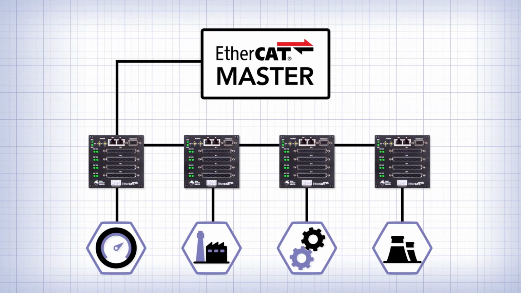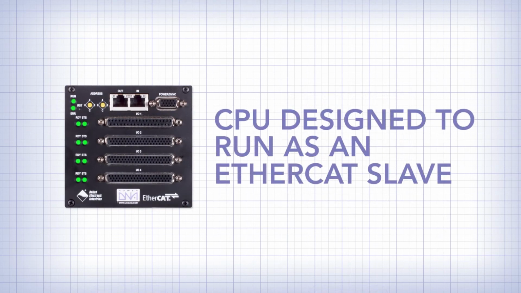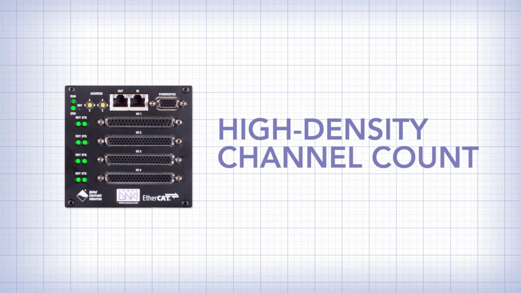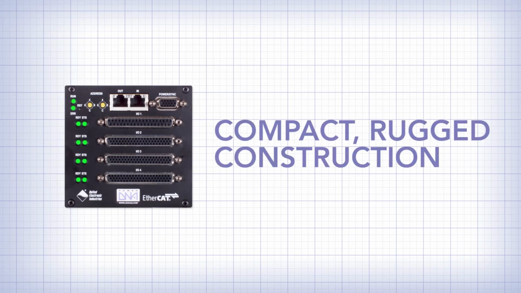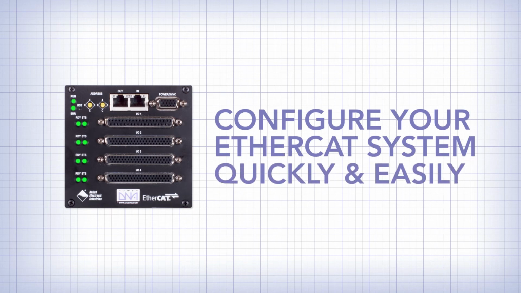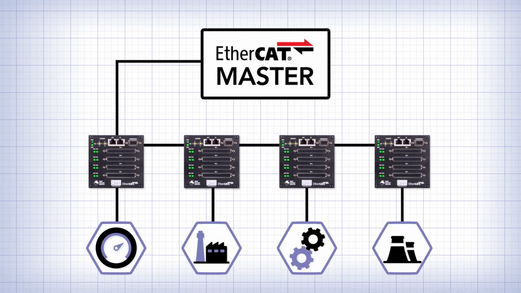We've built a UEI EtherCAT system with maximum flexibility in mind. Among the features it includes are a new CPU module, specifically designed to run as an EtherCAT slave, high-density channel counts, compact, rugged construction, compatibility with a wide array of I/O options, and the ability to configure the system with an EtherCAT master. That means that whatever your application requires, we have you covered.